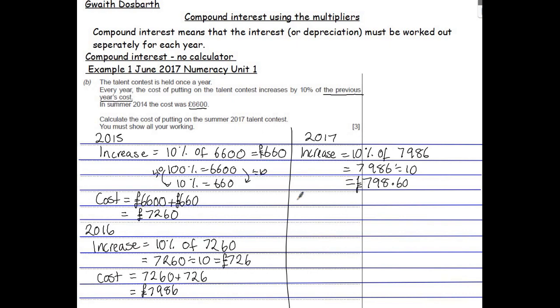So the cost in 2017 is going to be the amount it was at the start, which is 7,986. Add this increase. Remember, this is a Unit 1 question, so you would probably use a tower sum to be working these out. So you'd have 7,986, add £798.60, 0.6, that's going to give you 14, that's going to give you 18, 17, and that there will give you 8.